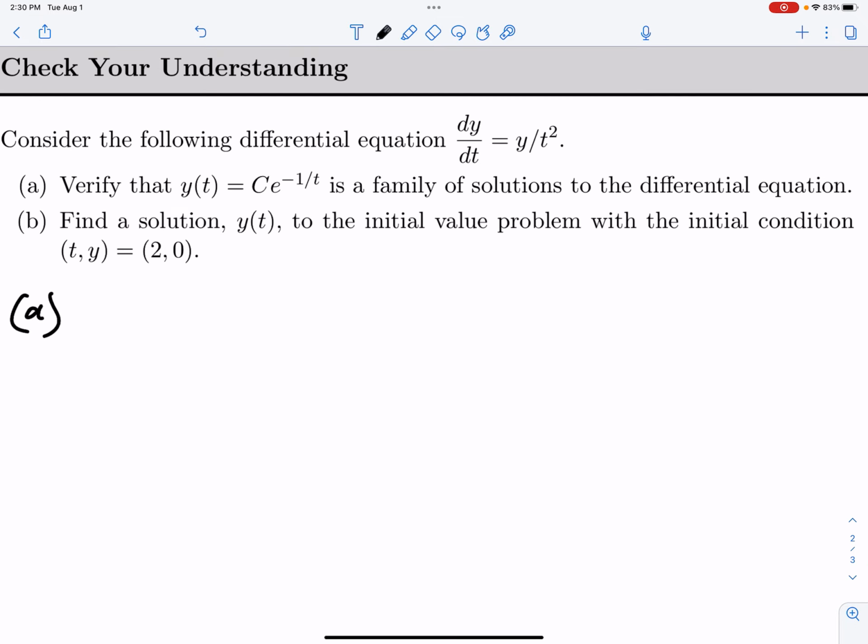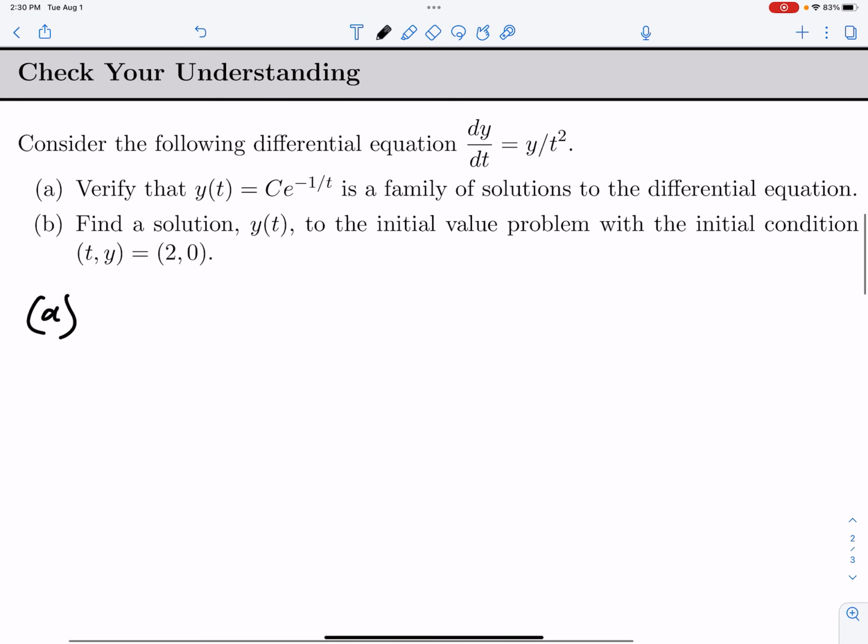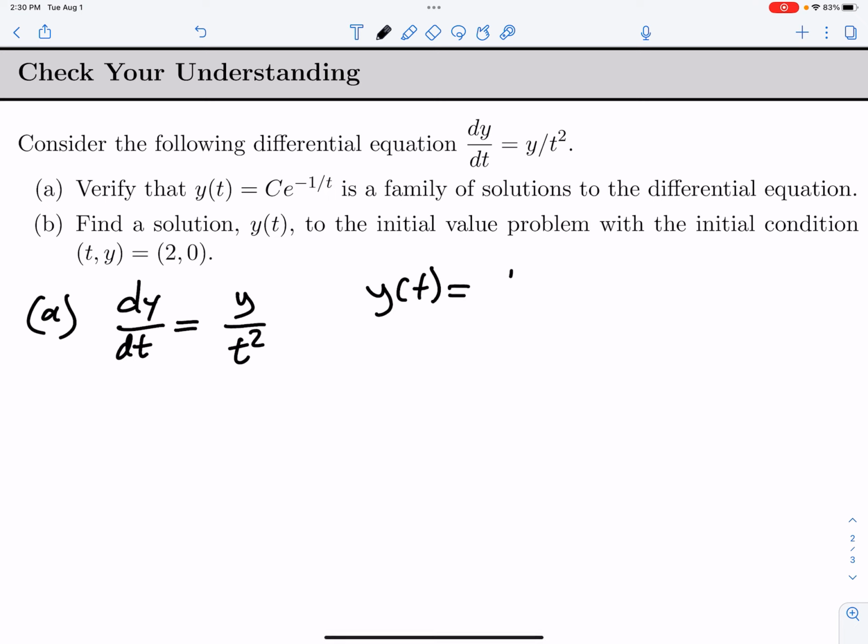Let's take a look here at what they want us to do. So if the differential equation is dy/dt equals y over t squared, and the function they gave us is y of t equals c e to the negative 1 over t, is it the case that the derivative is equal to y over t squared? So let's check that. What is the derivative of c e to the negative 1 over t? Well, we're using the chain rule here.